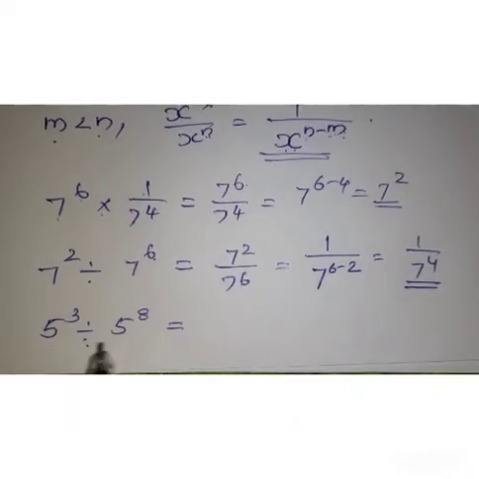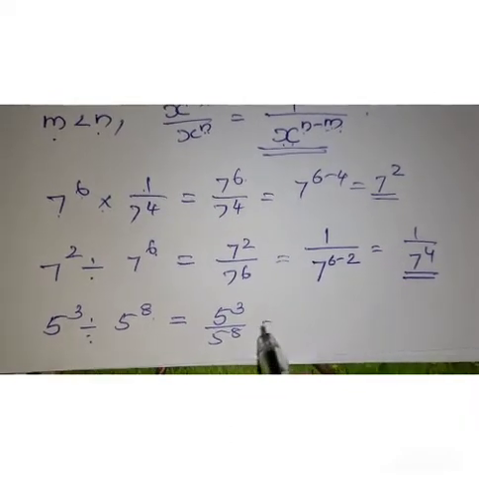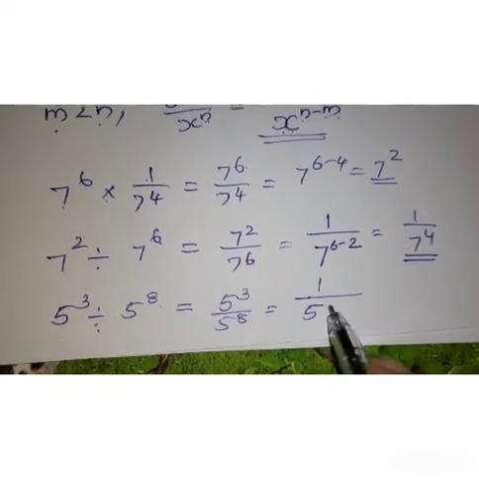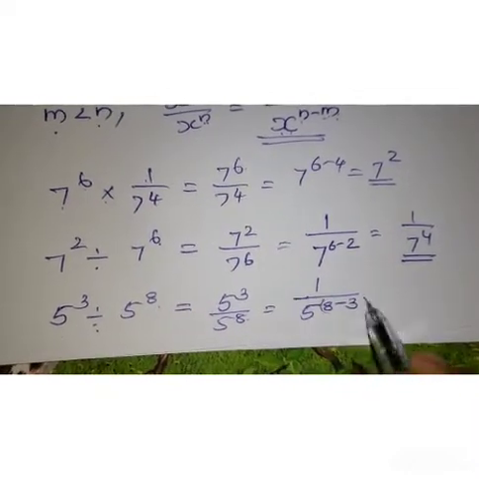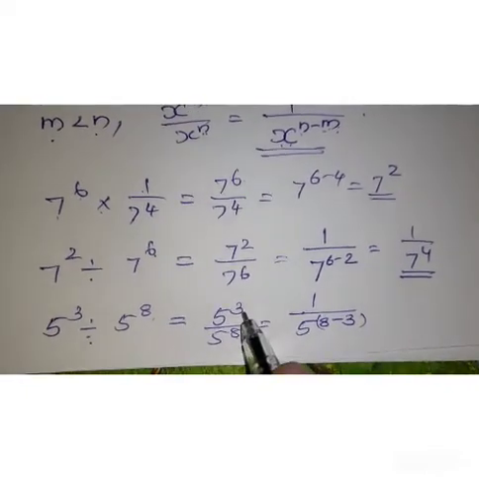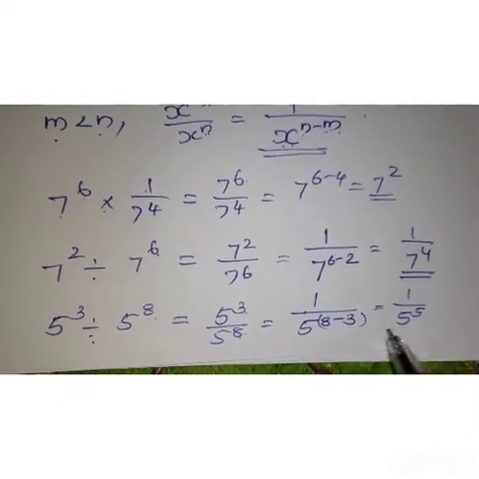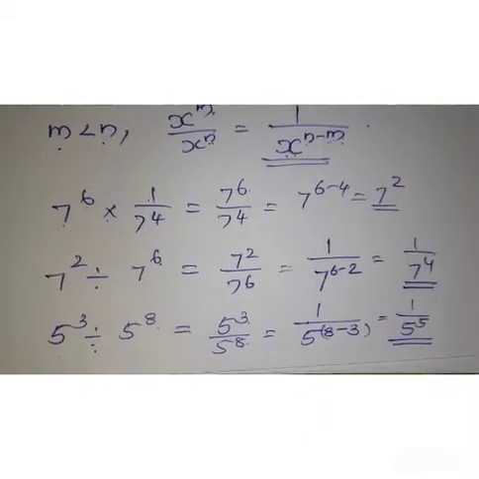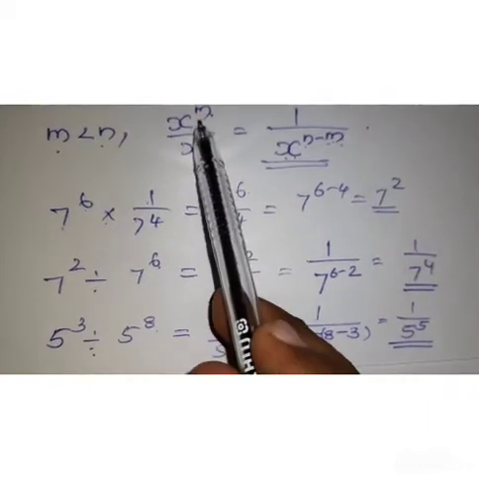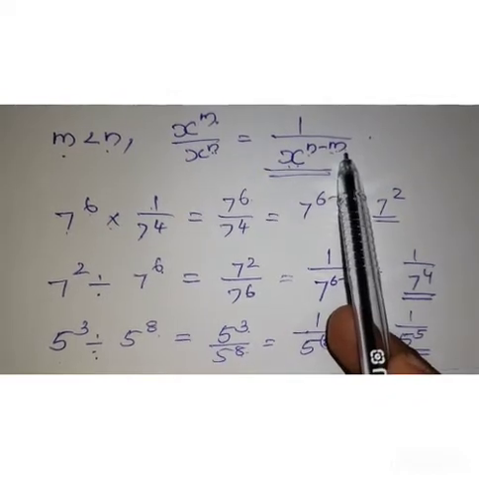5 raised to 3 divided by 5 raised to 8. How will you write this one? It is 1 divided by 5 raised to 8 minus 3, because the higher number is here. This is the lower number. So 8 minus 3, it is 1 by 5 raised to 5. Take the reciprocal of the number. If m is less than n, x raised to m by x raised to n is equal to 1 by x raised to n minus m.